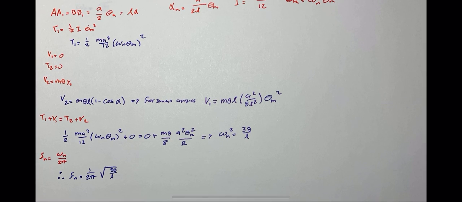Knowing that T1 plus V1 is equal to T2 plus V2, we can go ahead and plug in all our knowns, which will simplify down to omega n squared is equal to 3g over L. And we know that f is equal to omega over 2 pi. So our frequency should be 1 over 2 pi times the square root of 3g over L.